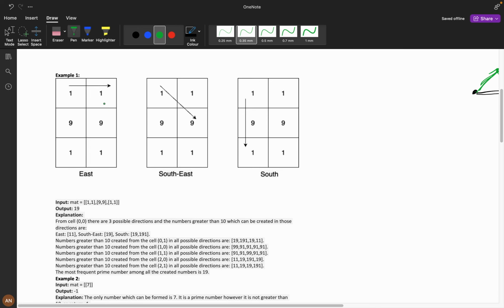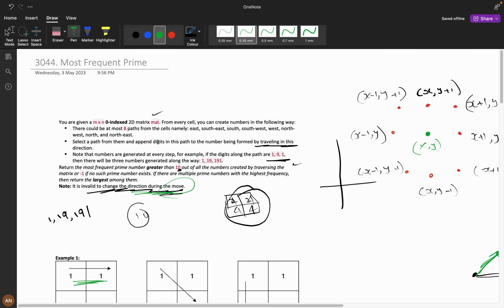Now if you see this example, we have 1, 1, so we are going this side, and we get 1, 11 and 119. In this way, from cell 0, 0 we have calculated. In the same way we calculated for 0, 1 and 1, 0, and we got 19 as the most frequent element. So if you see here, we have prime numbers.